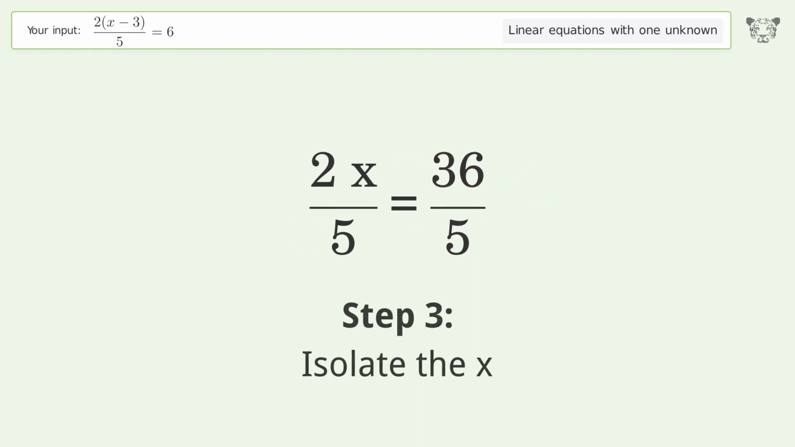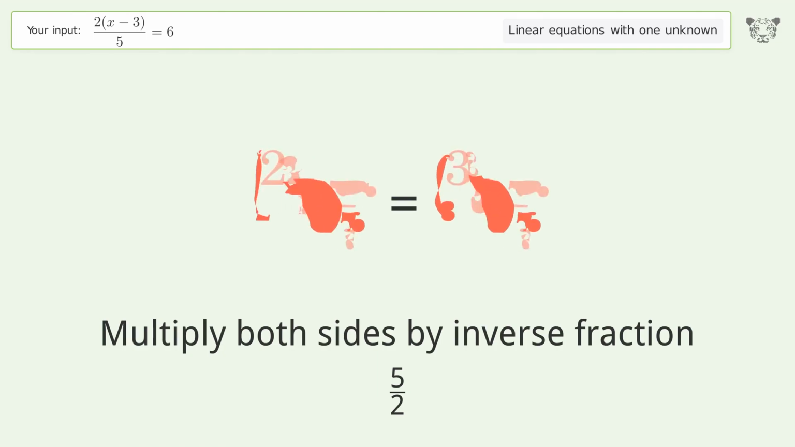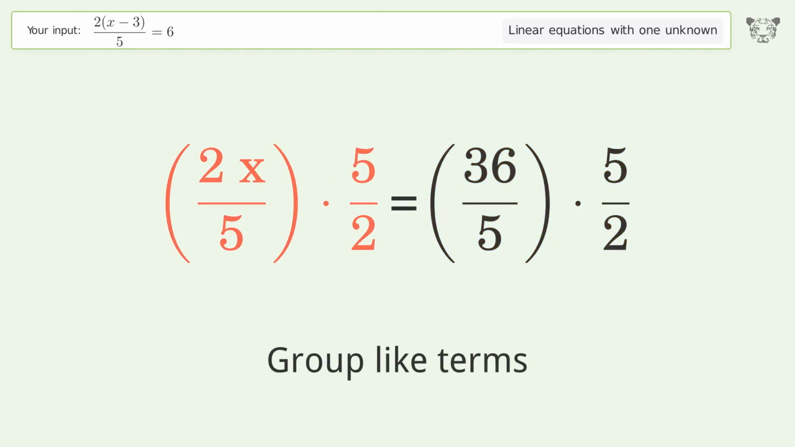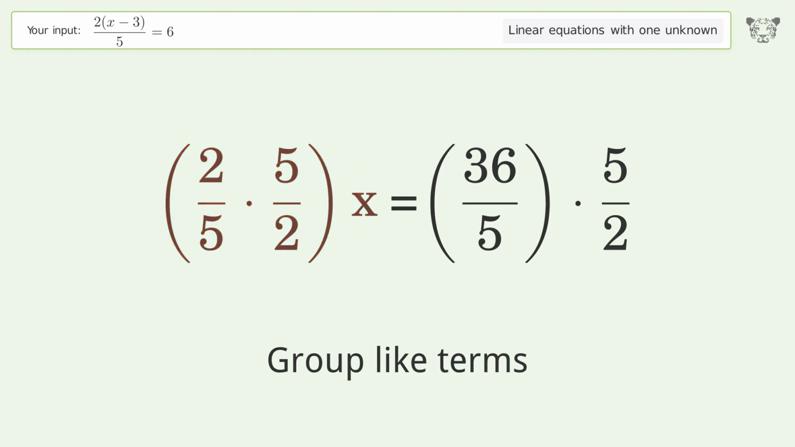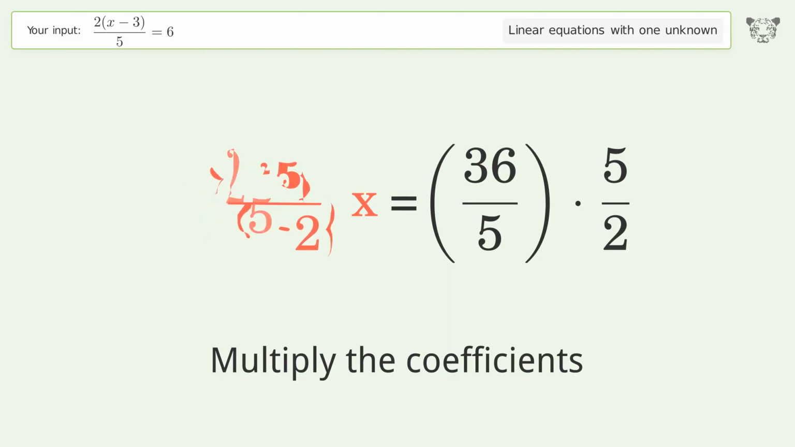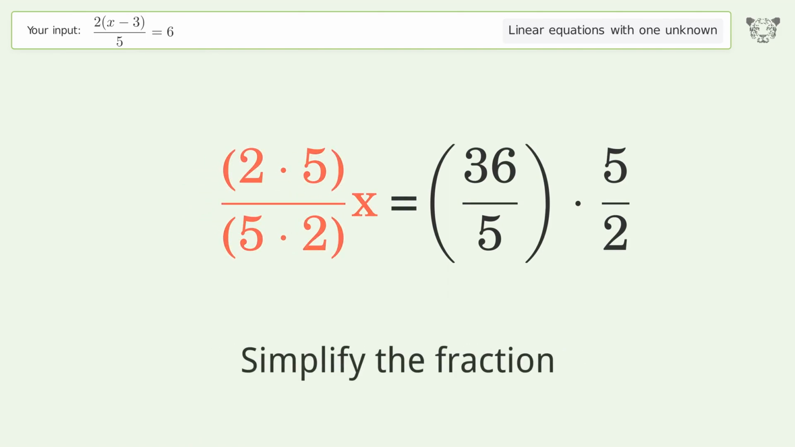Isolate the x. Multiply both sides by inverse fraction 5/2. Group like terms. Multiply the coefficients. Simplify the fraction.